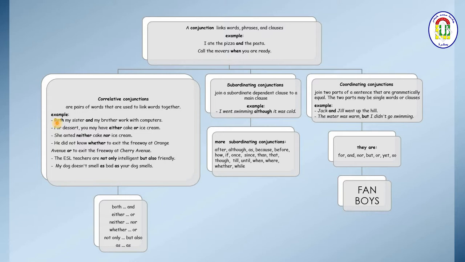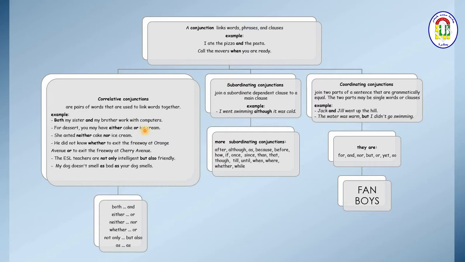Both my sister and my brother work with computers. So both and are called correlative conjunctions. Here it links my sister to my brother in terms of working with computers. For desserts, you may have either cake or ice cream. Okay? Cake or ice cream.